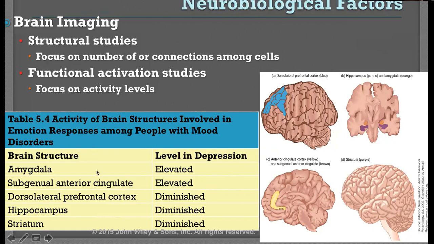So let's look at what's activated and what's not activated in depression. The amygdala, this is one of your oldest brain structures, fight or flight, if anybody remembers, is hyperactivated in depression. Anterior cingulate is elevated. That's part of the limbic system. Prefrontal cortex.